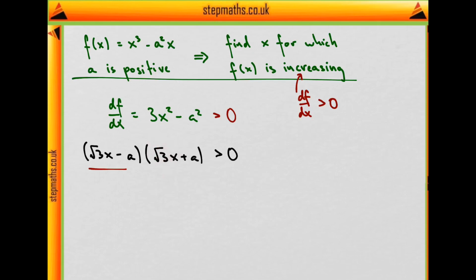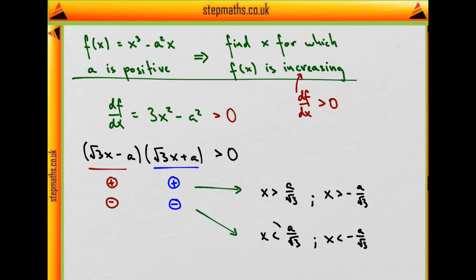Well, that's only going to happen if either both the expressions in the brackets are positive, or they are both negative. So either x is bigger than a divided by root 3 from the first bracket, and it's also bigger than minus a divided by root 3 from the second bracket, or the exact opposite, in which case we get two negative numbers which, when multiplied, will give a positive outcome.